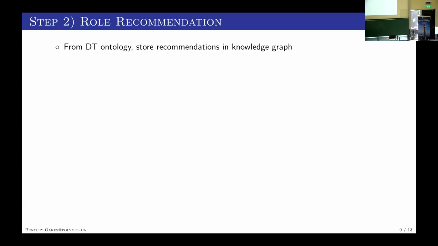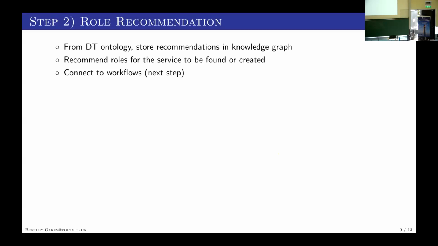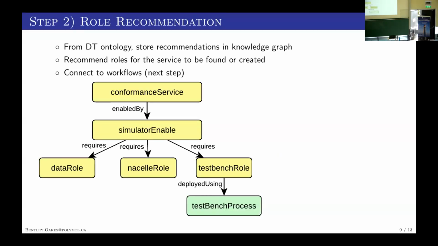Okay, so then from the role recommendation, I'm going to show you just a very, very small example that we did for the use case. What we want to do is store those recommendations in a knowledge graph, and then recommend the roles for those models to be found or created. And then we'll connect them to the workflows. So very, very simple. If you want a conformance service, then you're going to want to have a simulator. Then you want to be able to put something in your data role and your nacelle and your test bench. And then that test bench role will be connected to a test bench process that they will follow.